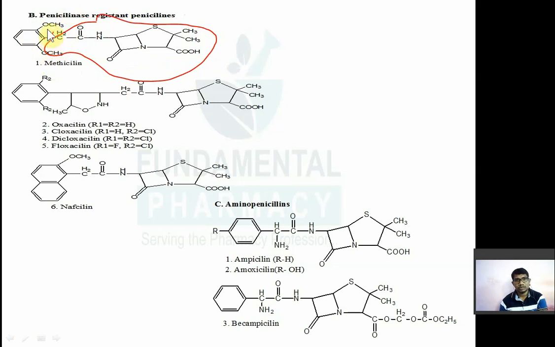1,3-dimethoxyphenyl, 1,3-dimethoxybenzene-2-yl 6-aminopenicillinic acid, that is our name. Now oxacillin is a penicillinase-resistant penicillin. Oxacillin, cloxacillin, dicloxacillin and flucloxacillin. Okay, so these have similar structures.